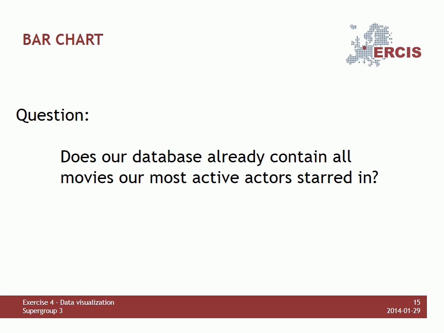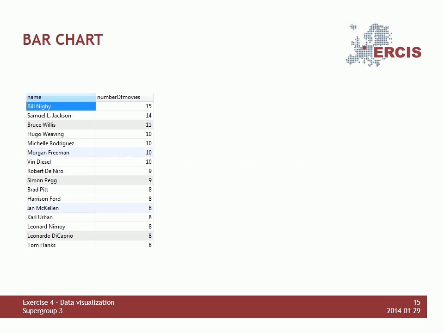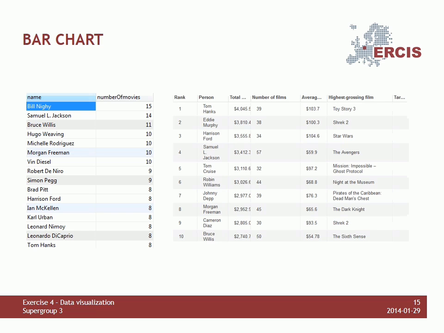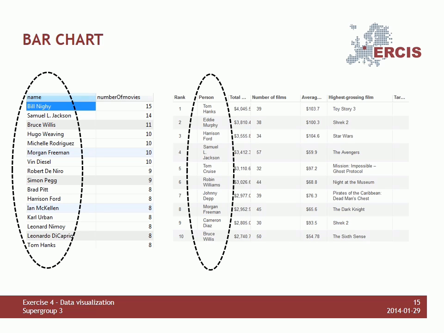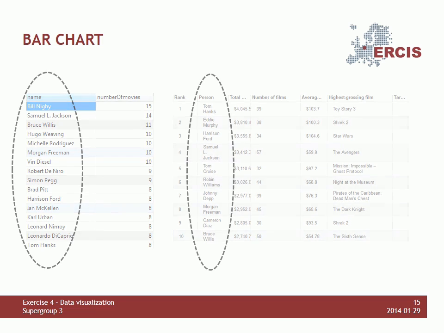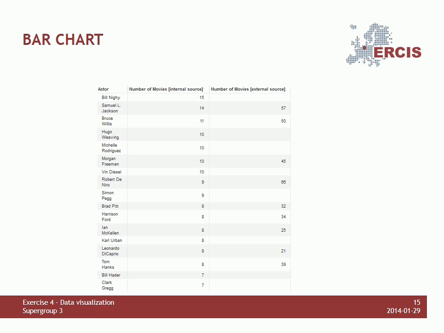Given us the following question: does our database already contain all movies our most active actors starred in? Well, therefore we counted the number of movies for every actor in our database. The displayed table shows the most active ones. Bill Nighy seems to be in the lead here regarding our database. Now we want to compare these figures to an external source provided by Wikipedia. If we merge these tables over the actors' names and only select the columns actor names and amount of movies from the internal and also external sources, this leads us to the following table.